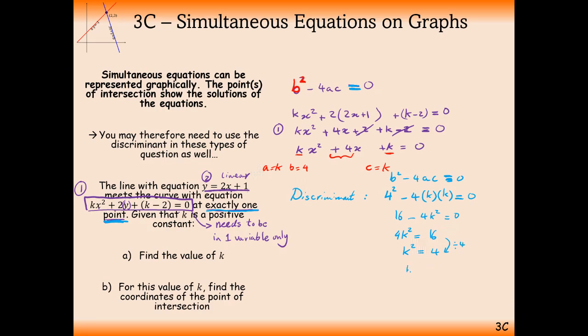k squared is 4, therefore k can be positive and negative 2, but they told us somewhere, did they not say k is positive? Yes. This question says k is a positive constant, so I'm not going to write minus 2. In general, every time you take the square root, you should write plus or minus on the answer, but I'm just going to leave the minus sign out. Now I know k is 2. I've answered part A. Now let's read part B. It says for this value of k, find the coordinates of the point of intersection. So I'm sure about this value of k being 2.